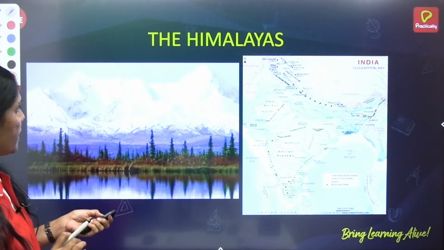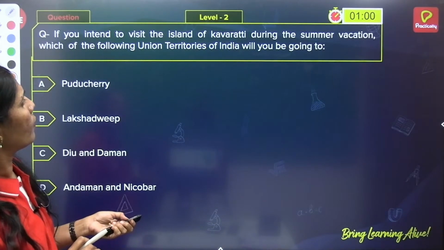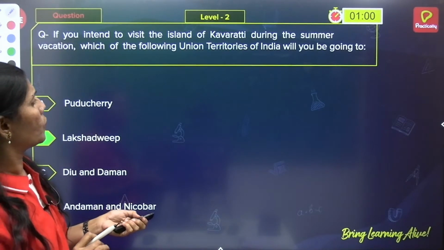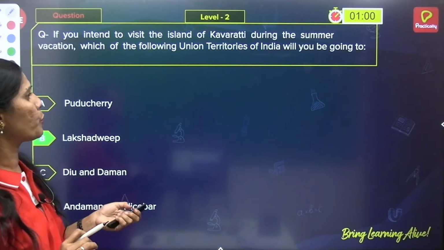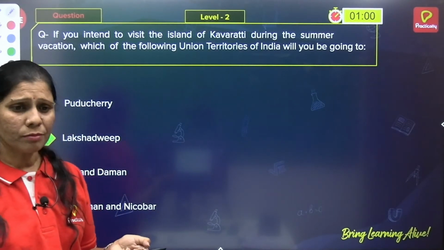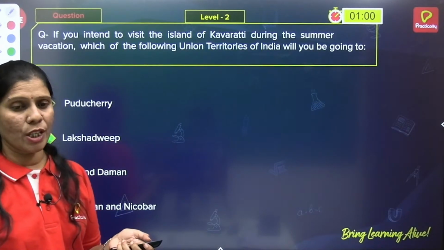So we have learned 6 physical features. A question for NTSE definitely comes from this topic on any of the physical features or area size and location.